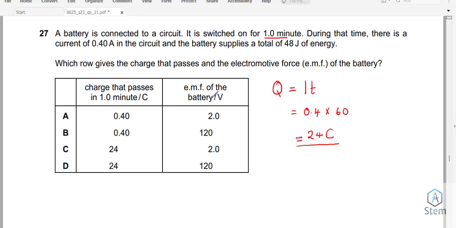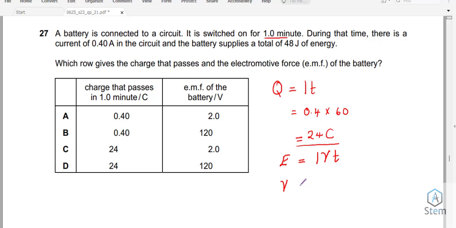Let's look at the EMF of the battery. We know that energy is equal to I multiplied by V multiplied by T. That is current times PD times time.